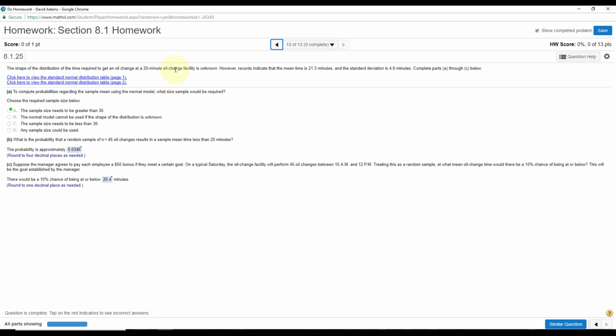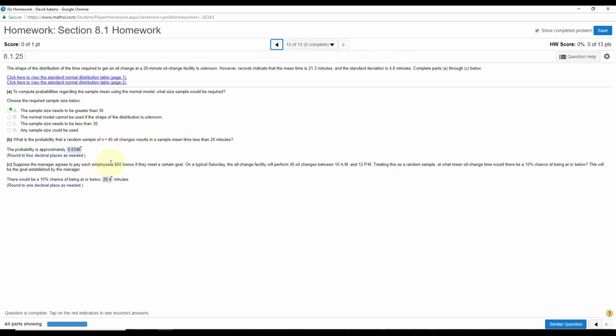The shape of the distribution for this parent population is unknown. You see that? Unknown. And so that means we need a sample size greater or equal to 30. What's the probability of the random sample n equals 45 results in a sample mean less than 20? Use the normal calculator, all right? Use a mean of 21.3 and use a standard deviation of 4.8 divided by the square root of 45.